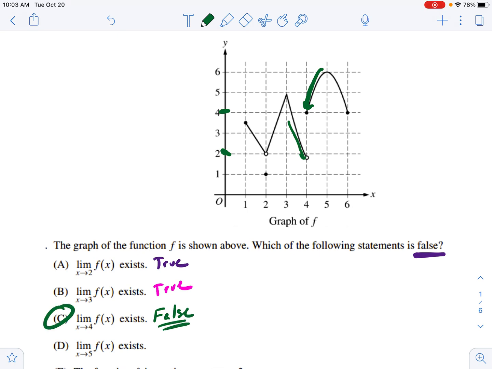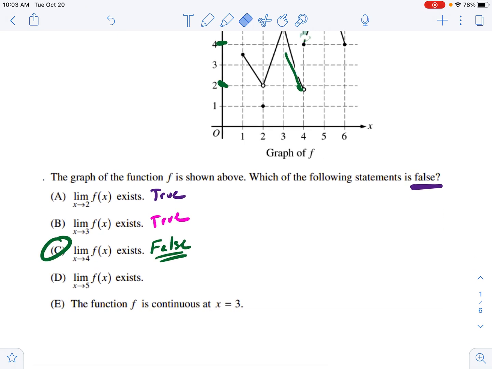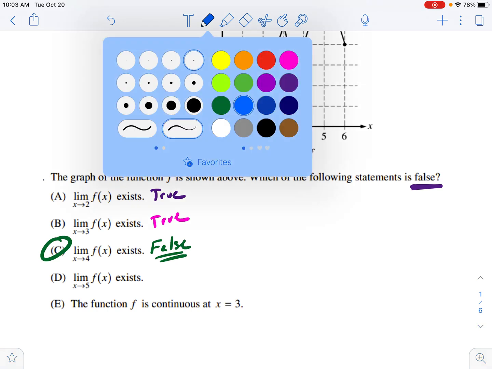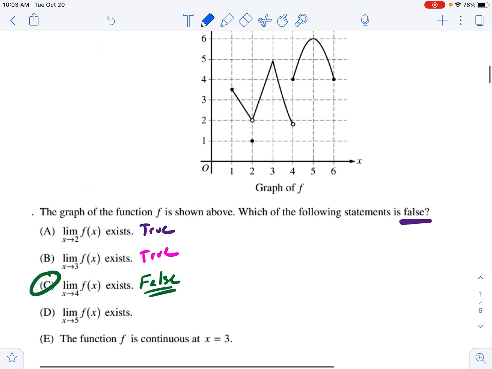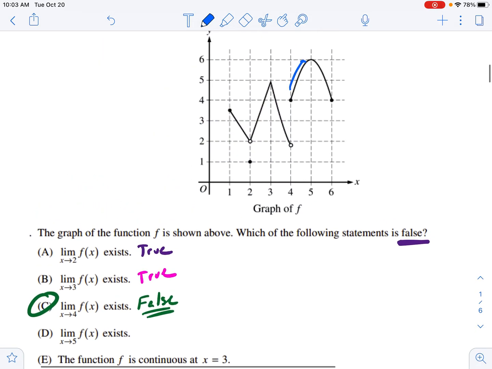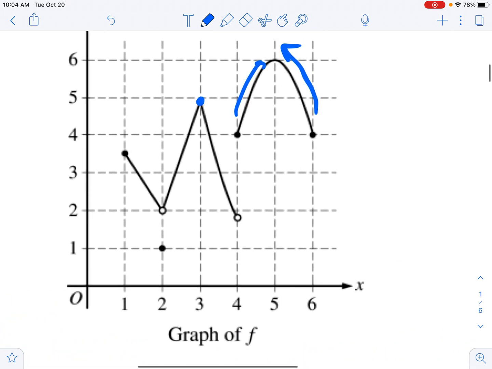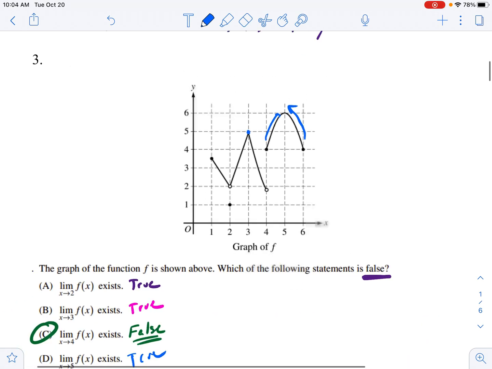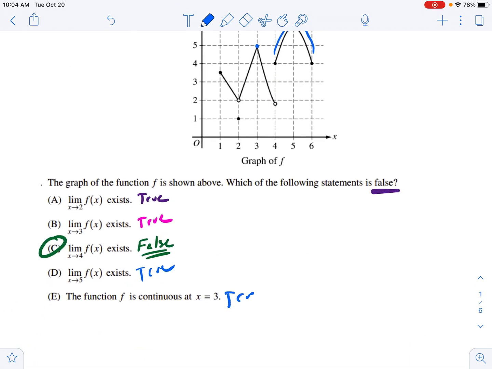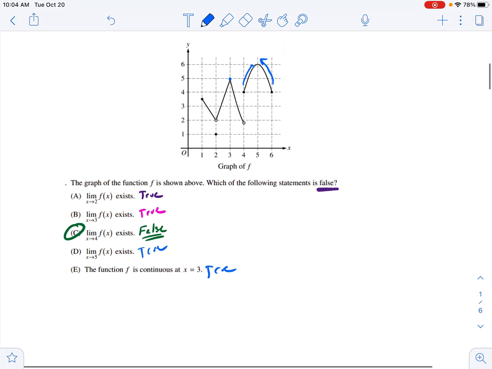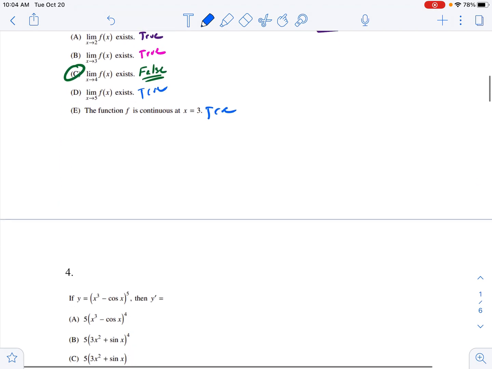Okay, let's make sure the others are true, though, quickly, just in case we made a mistake. Always good to go through all of them. As x approaches 5, yes, it looks like we approach the y value of 6 from both sides. That's fine. And the function f is continuous at 3. Sure it is. We've got kind of like a high point there, but there's no hole, there's no open circle there. That is continuous at 3. So that is also true. All right, so I'm confident that C is the one that's false.